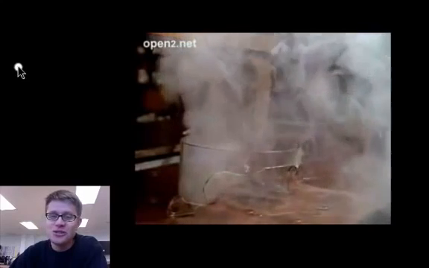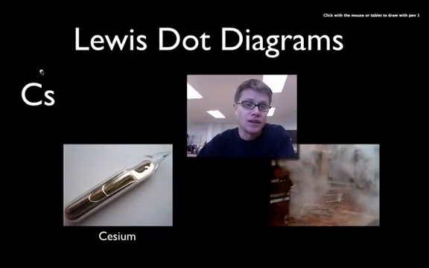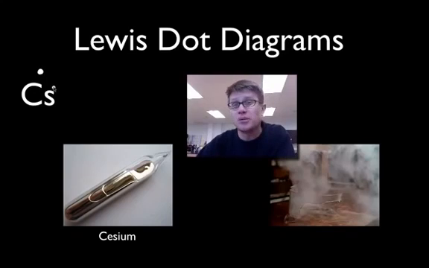You get a huge explosion, and the reason you get that huge explosion is due to that one valence electron. So by the end of this video, you should be able to draw Lewis dot diagrams, and you also should be able to draw Lewis dot diagrams for molecules. In other words, when you mix cesium with water, you're going to make cesium hydroxide, you're going to make hydrogen gas, and so we should be able to draw those Lewis dot structures for molecules as well.